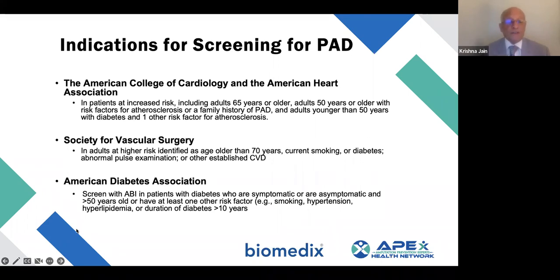When you look at the Society for Vascular Surgery criteria, it is adults at higher risk, identified as age older than 70, current smoking or diabetes, abnormal pulse examination, or other established cardiovascular disease. So diabetes is a huge factor, and somebody who's 50 and above and is a diabetic should absolutely get some sort of screening. The American Diabetes Association recommends screening with ABI in patients with diabetes who are symptomatic, or are asymptomatic and more than 50 years of age or have at least one risk factor, just like the American Heart Association. That includes smoking, hypertension, dyslipidemia, or duration of diabetes more than 10 years.